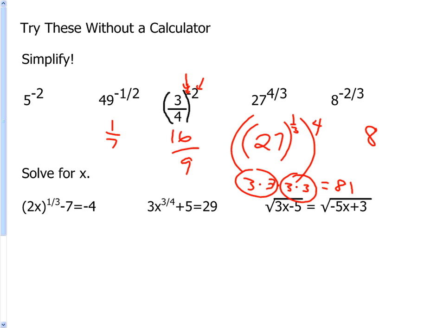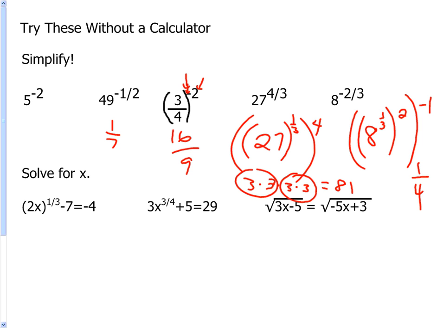8 to the negative 2/3. Would you please, on your paper, show me how you can break that into 3 parts? 8 to the this, to the this, to the this. I'll pause while you do that. 8 to the 1/3. Then to the second. And then to the negative 1. Very good. Okay, 8 to the 1/3 is what? 2 to the second is? And then the negative 1 thing does? 1/4. All right.